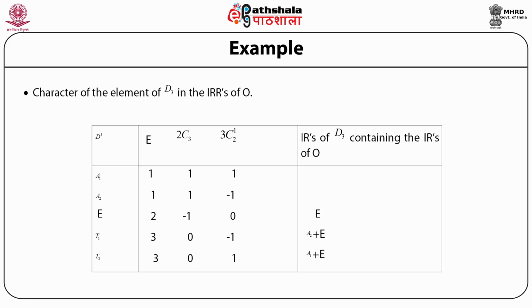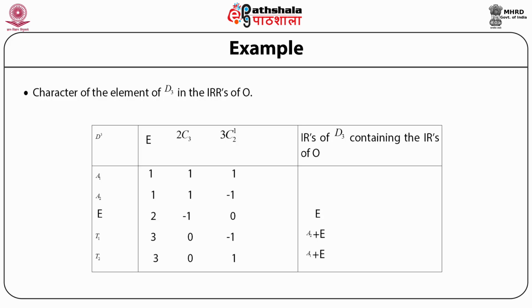Now from the table it is clear that the two-dimensional representation E of O is equal to E, the irreducible representation of D3. So E contains E. The irreducible representation T1 of O contains the representations A2 plus E, and T2 is equal to A1 plus E.